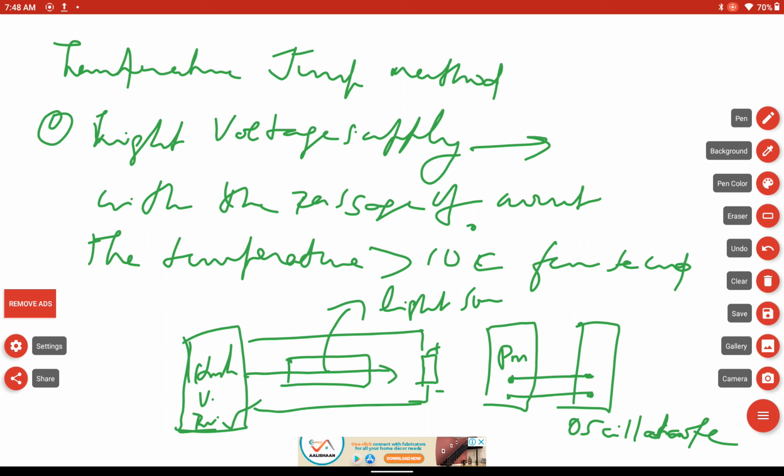Cell. So this way, that is the temperature jump method, we have to study the fast reaction.